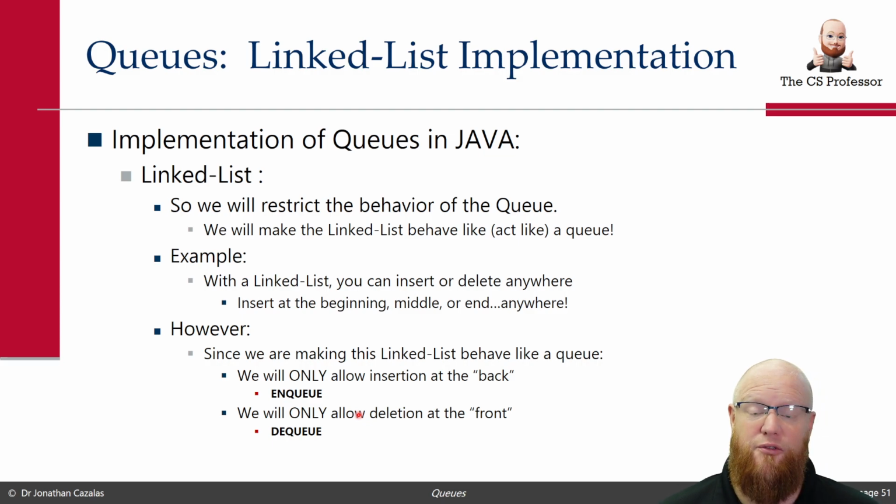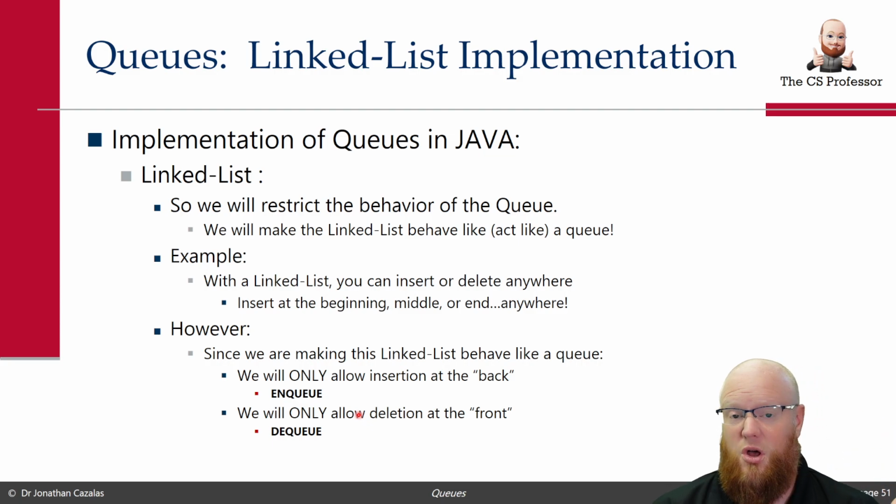Just update front. Front equals front.next. We've now deleted it. Of course, you needed to save it temporarily first, but that's how easy deleting from the front of a linked list is, right? Well, that's your dequeue. What about inserting at the back? There's some considerations to be made there.